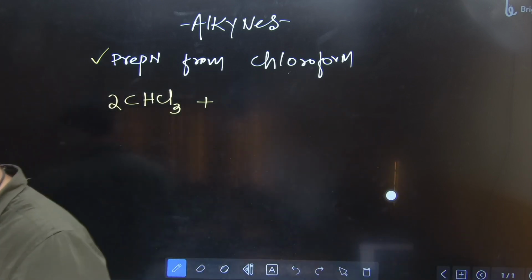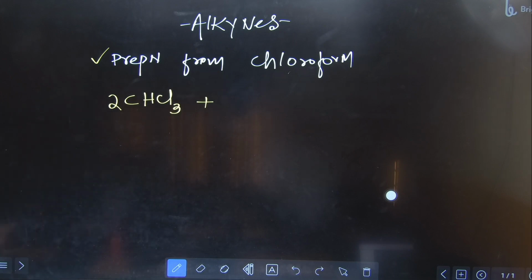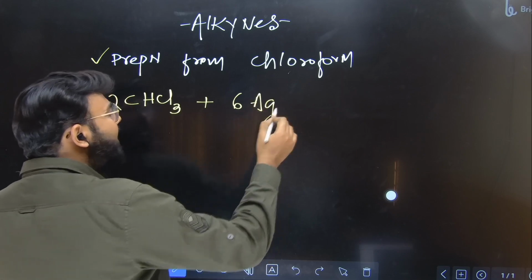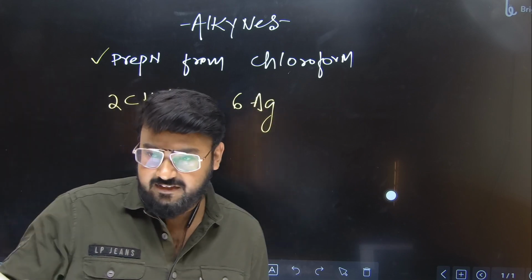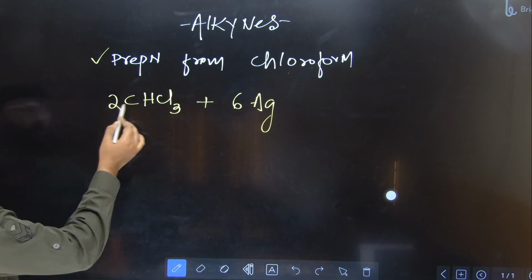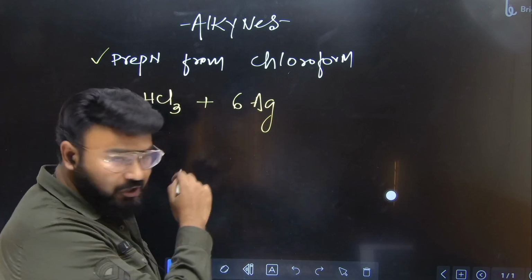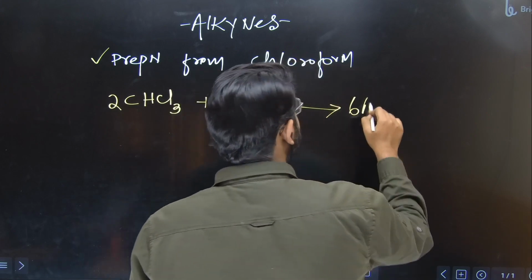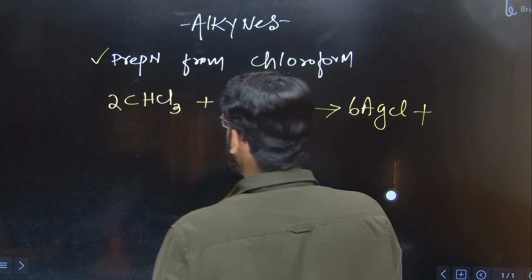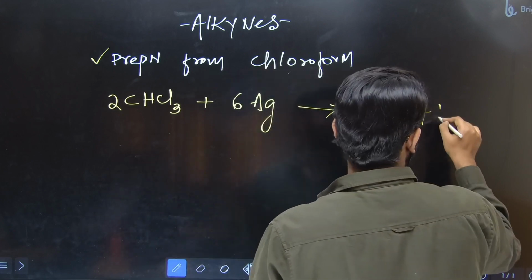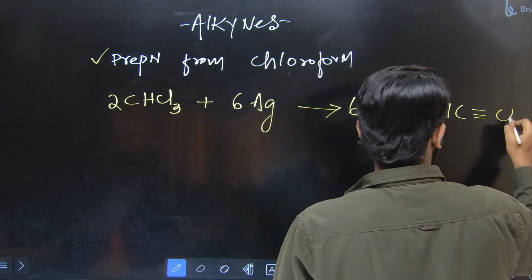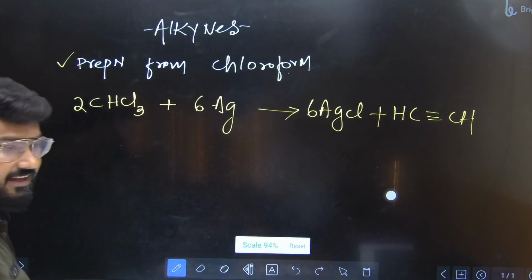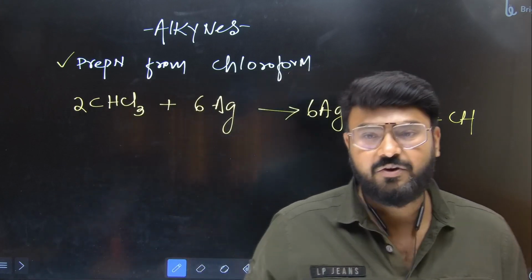Tanishka, you're getting the clue how things will work? Yes, sir. Good. So you will use 6 silver. Why are we using 6 silver? First of all, silver valency is +1, and 2 into 3 is 6 chlorine atoms. In order to remove 6 chlorine, we need 6 silver. So as a result, what will happen? 6 AgCl will be removed, plus what do we get? Exactly, we will get a triple bond. Ananya, did you understand this reaction? Yes, sir. It's a very easy reaction which is going to make your job easier.